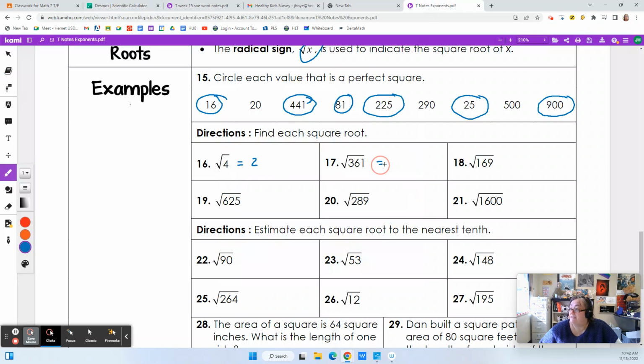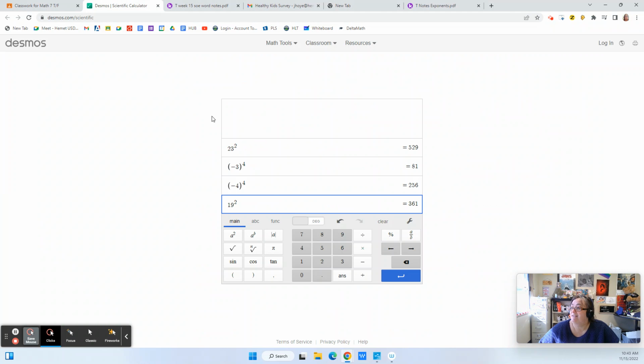So we could write that as 19. 169, 13 times 13. Can you use your calculator? Absolutely. 25 times 25, 289. I don't know if that's a perfect square. It's got to be, though, because they're asking you for the square root. So I would assume it has to be. I'm going to guess it's like 16. I was close. It was 17.